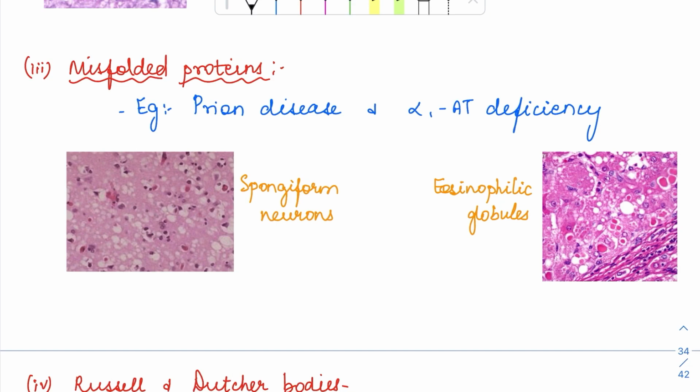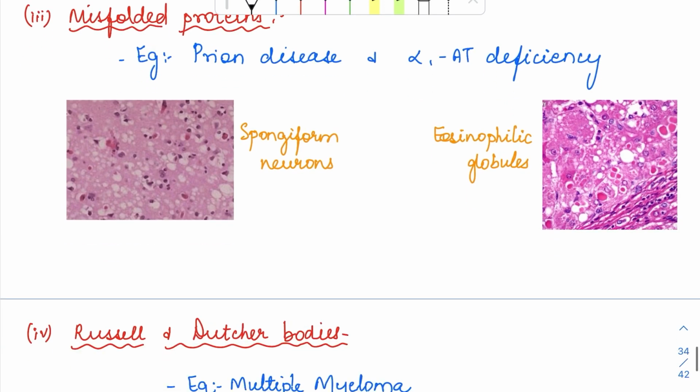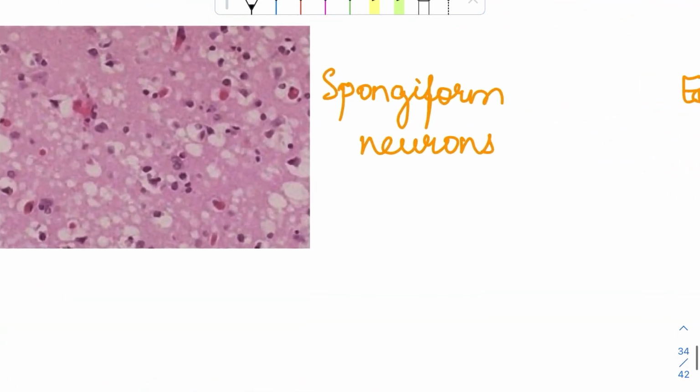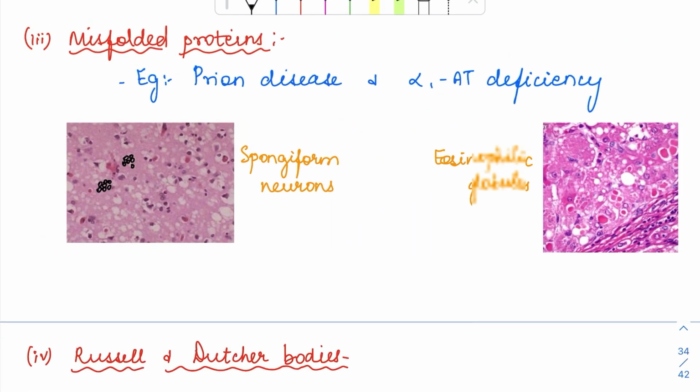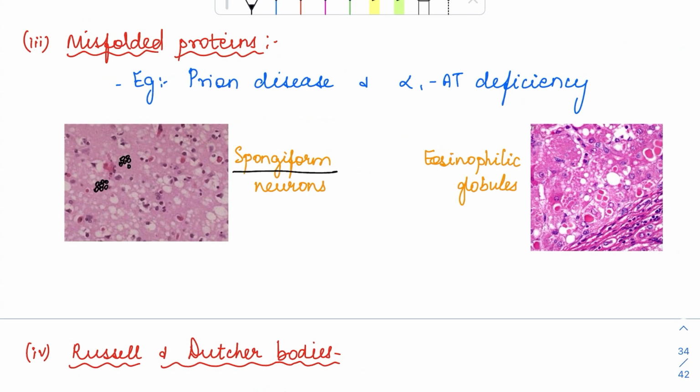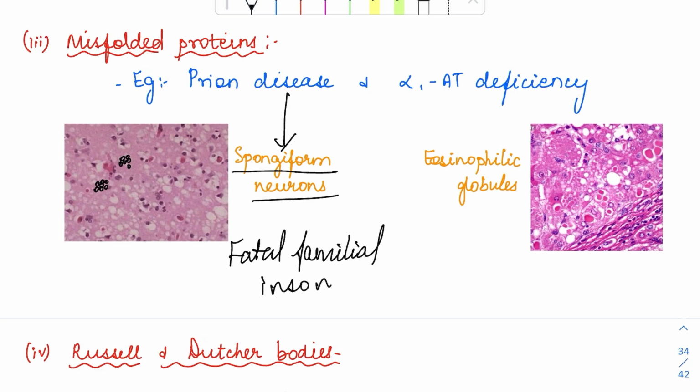Then we'll see misfolded proteins. We have two examples, which I already mentioned: prion disease and alpha-1 antitrypsin deficiency. Prion disease is a neurodegenerative disorder which is also highly transmissible. The classical image you see in prion disease is spongiform neurons, where the neurons form lots of vacuolations, grape-like clusters of vacuoles. One of the prion diseases is fatal familial insomnia, and in fatal familial insomnia, the spongiform neurons will not be present.